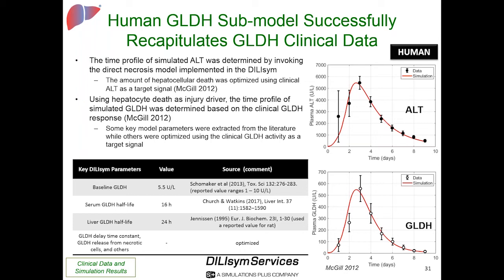So first of all, many of the parameters, such as the baseline levels and the half-lives, were able to come directly from literature. And then finally, we used the GLDH to ALT concordance in certain studies to optimize the remaining parameters, such as the delay times that we need to release from necrotic cells and otherwise. So you can see a good fit there by design between a situation where ALT was increased and so was GLDH. And we did the same for rat.